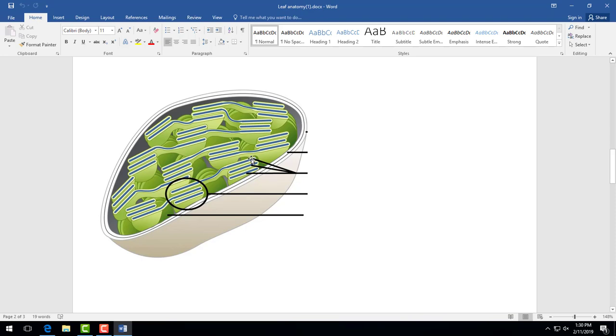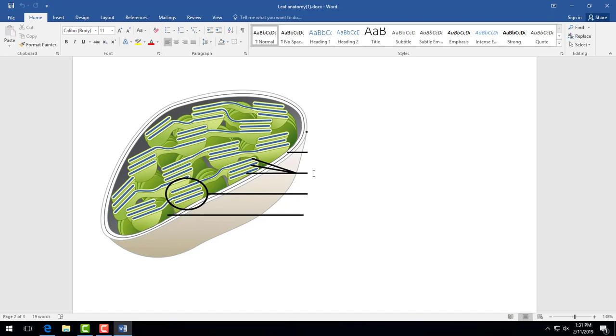And then we have these membranous sacs that kind of fold in on each other. Each of these is called a thylakoid membrane, or thylakoid. Each individual little membrane is called a thylakoid. That's this one here. You don't have to do functions for this yet because that's going to come in the next handout.